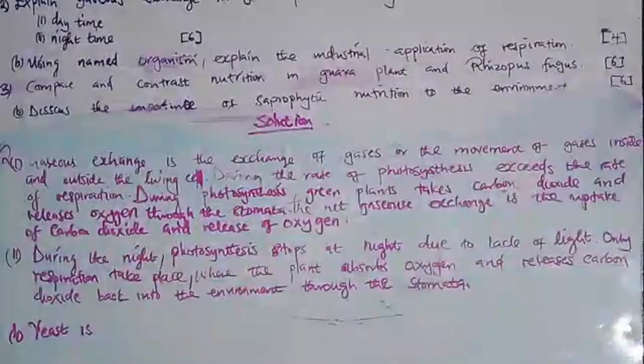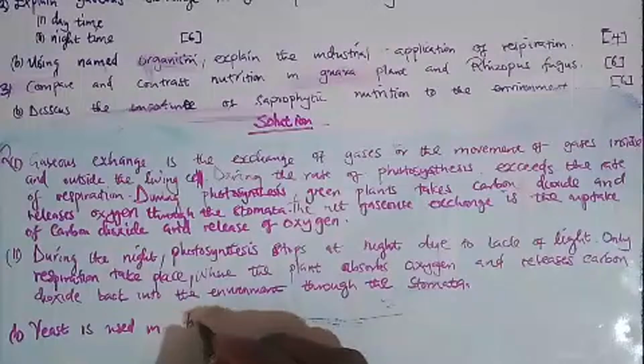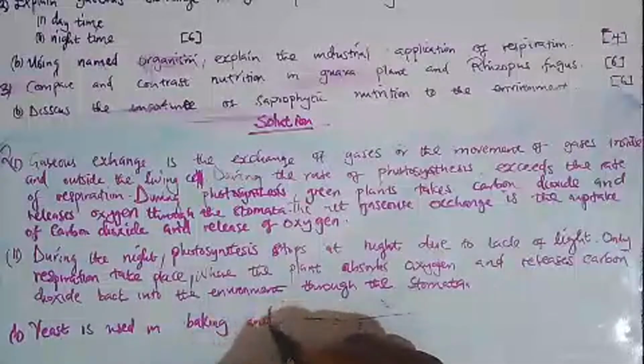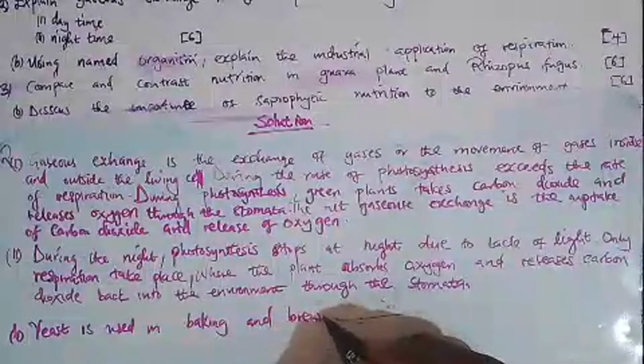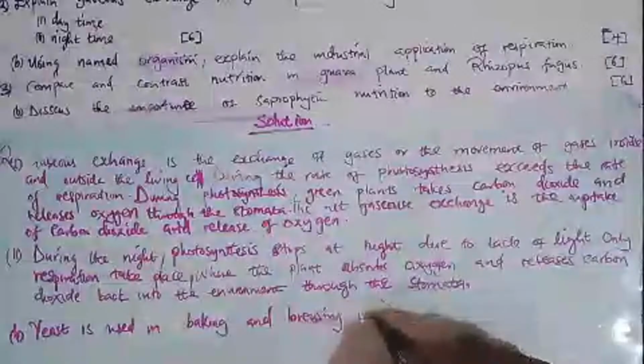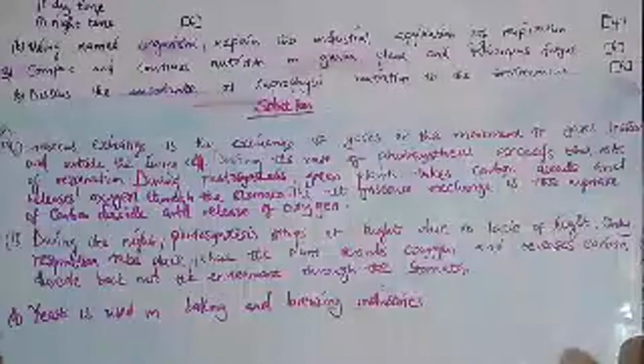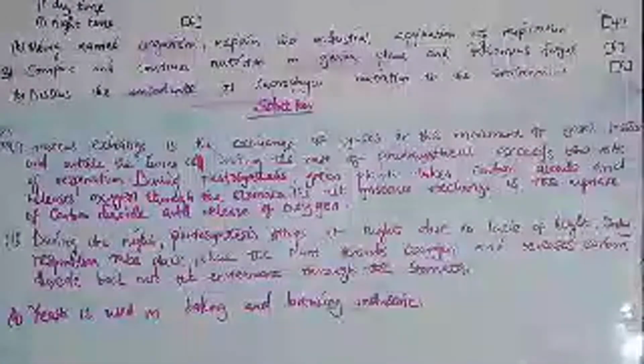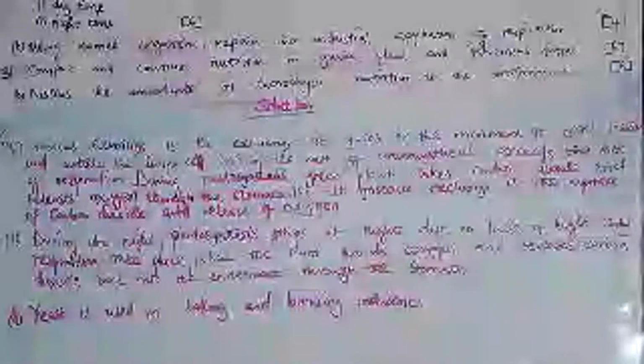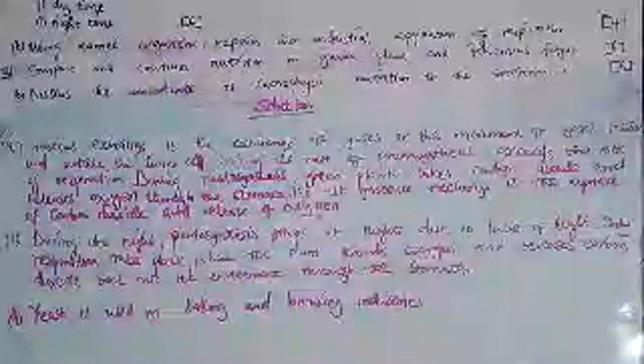So now how can you write this in an essay? So you can say that yeast is used in baking and brewing industries. So don't get confused when we say brewing is what? Industry. So whenever we're saying brewing industry, these are industries which are responsible for manufacturing what? Alcohol. Yeah. So yeast is used in those industries.